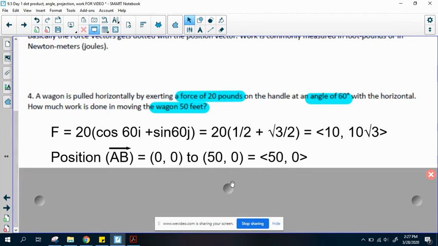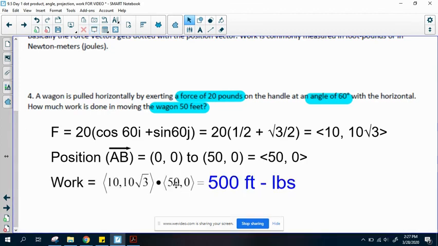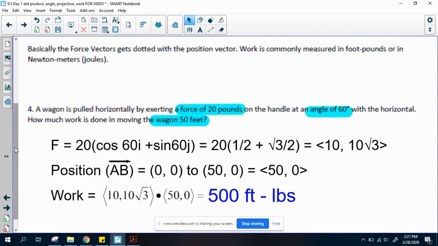Okay. So if I want to find the work, I'm going to dot those two things together. So I end up with 10 times 50 plus 10√3 times 0. That drops out. So basically 500. And whenever you're doing work, the common unit for it is foot-pounds or Newton meters. Most of what we do in math is actually foot-pounds. But if you're doing this in physics, you will see newtons and meters, which is actually joules. So again, you're going to end up with a scalar, not a vector at the end. You're dotting two vectors together to get a scalar.